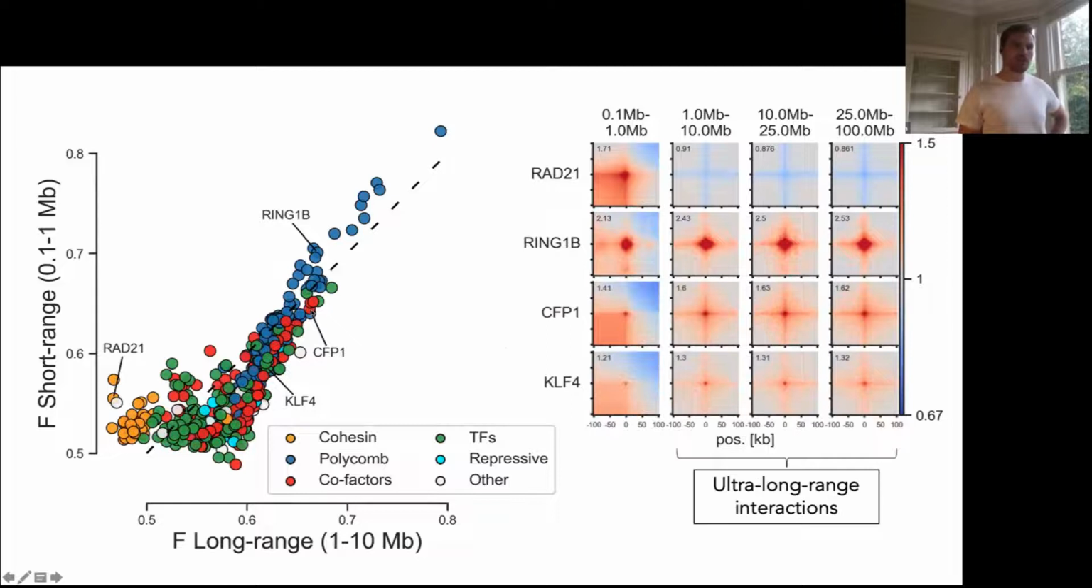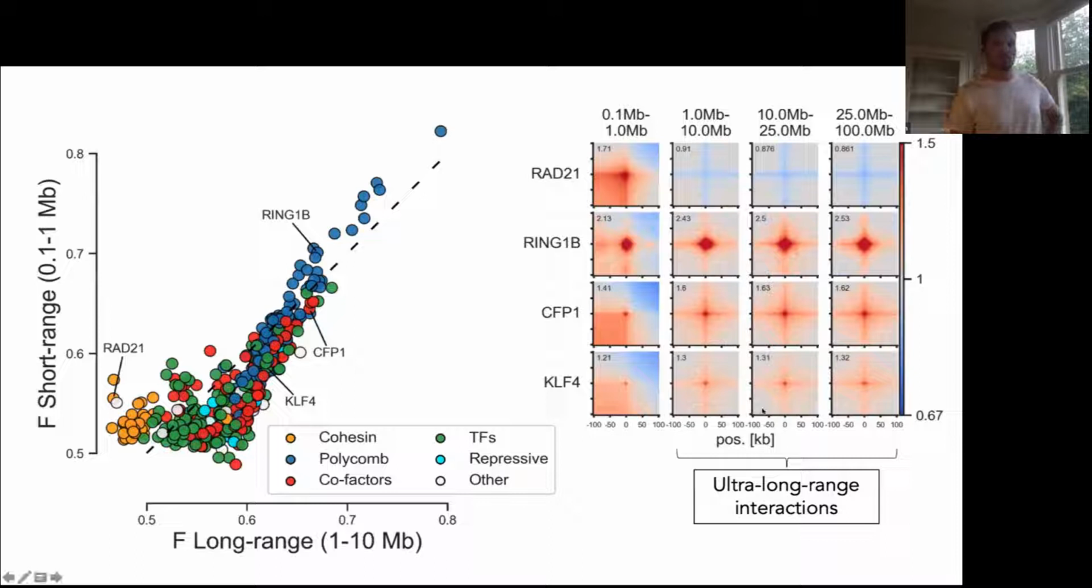So if we then look at these in the same way, we see, for example, CFP1, which is a CpG island binding protein, and KLF4, which is a transcription factor. We see these interactions at really large distances, 1 megabase up to 100 megabases apart. And we call these ultra long range interactions. And we were quite interested to understand what's going on here.